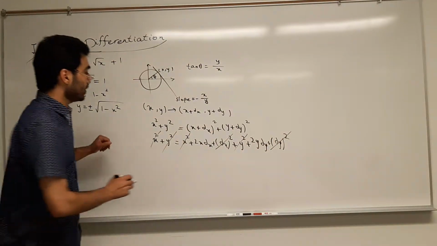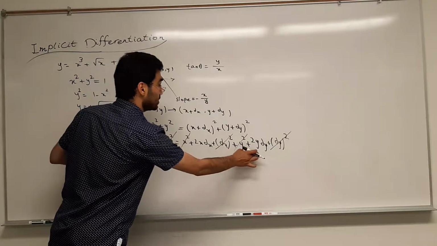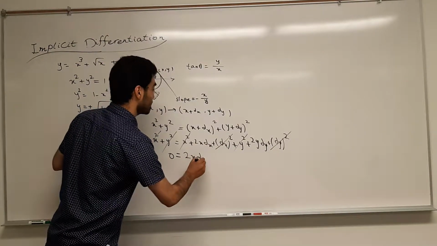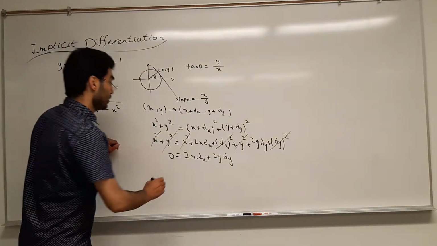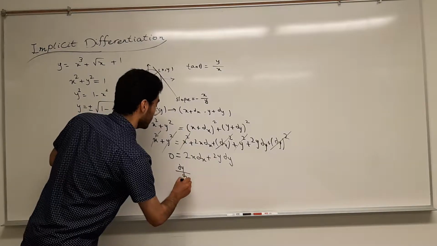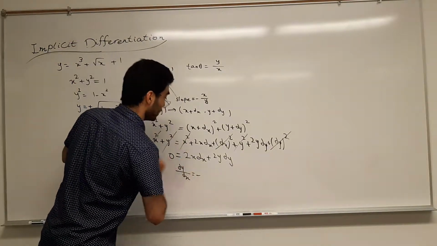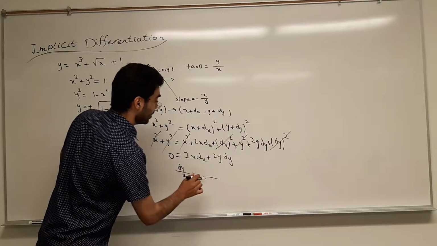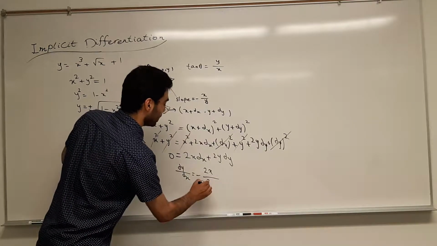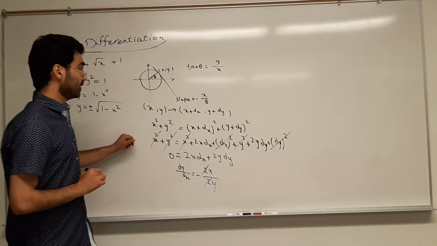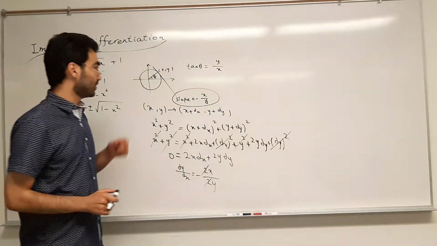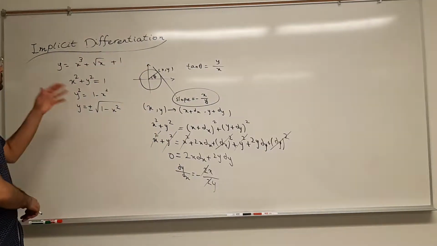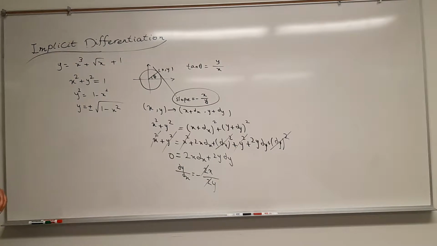So we get 0 on this side, and on the right we have 2x dx plus 2y dy. And if you solve this for dy over dx, you get a negative sign. dx is multiplied by 2x and dy is multiplied by 2y, so negative x over y. So things match and math is not broken. But how do we do it in general for more complicated functions?